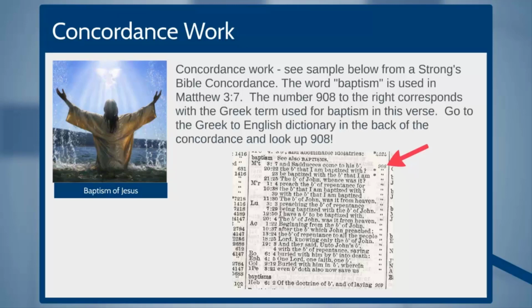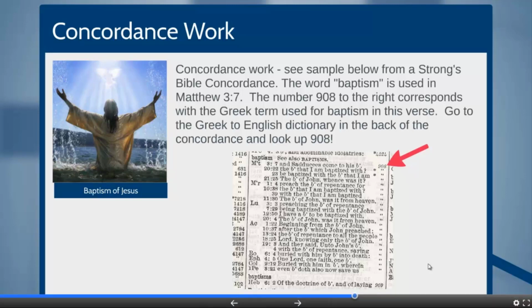So you see the red arrow. We'll get to that in a second. The word baptism is used in Matthew 3:7, and it's talking about the baptism of Jesus. That's probably a photo from a film or something. But the number 908, see the red arrow pointing to the 908? This corresponds to the Greek term that's used for baptism in this verse.